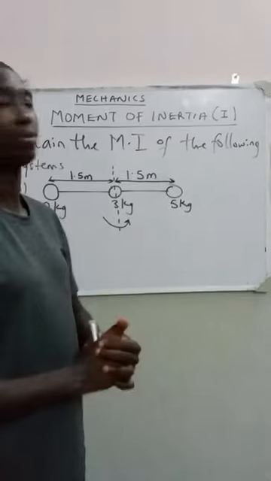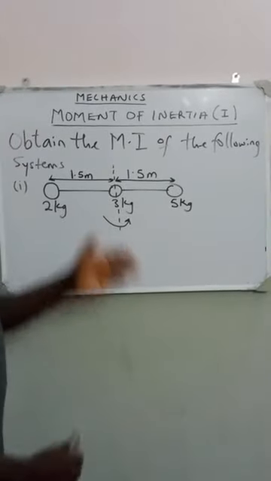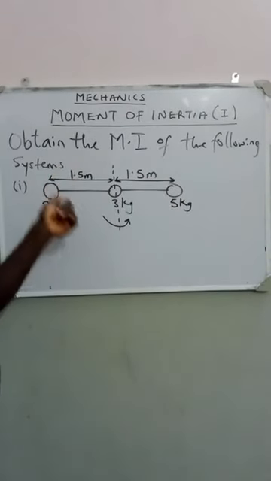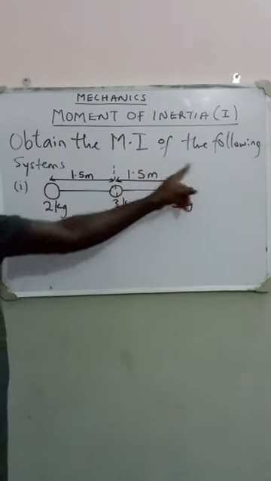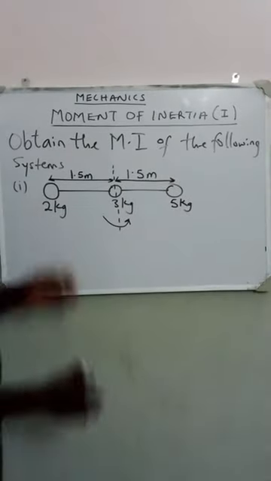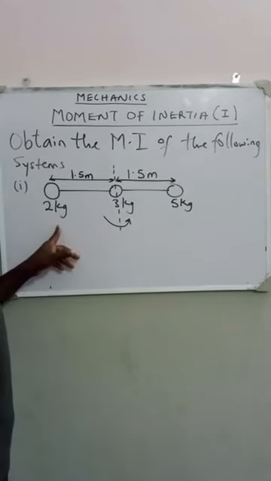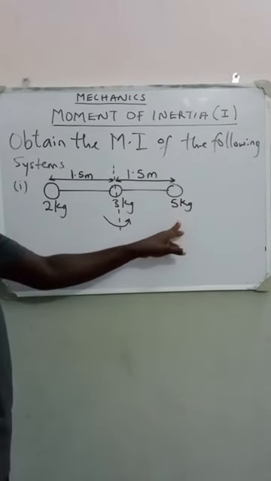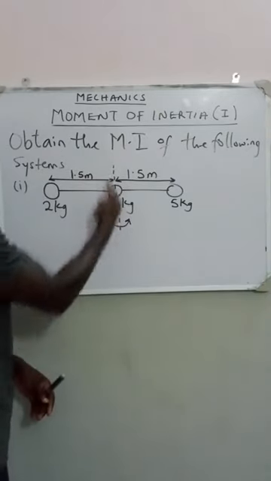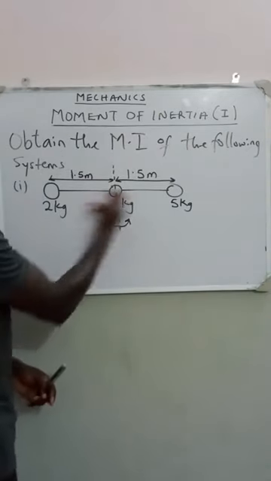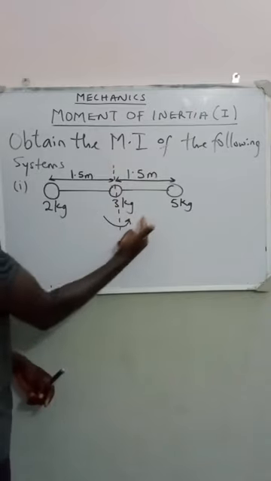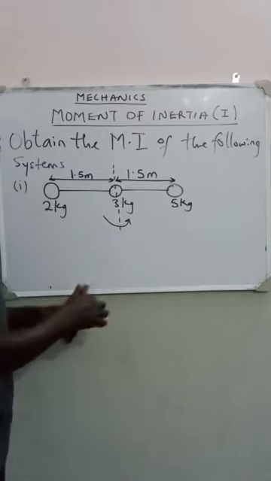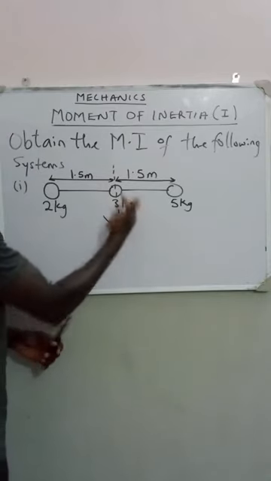So let's look at this example. Obtain the moment of inertia of the following systems. Look at it. The first one, we have mass 2 kg, the second mass 3 kg, and the third mass 5 kg. The broken line shows the axis of rotation. In this system, it shows that it was rotated at the middle, at the midpoint.